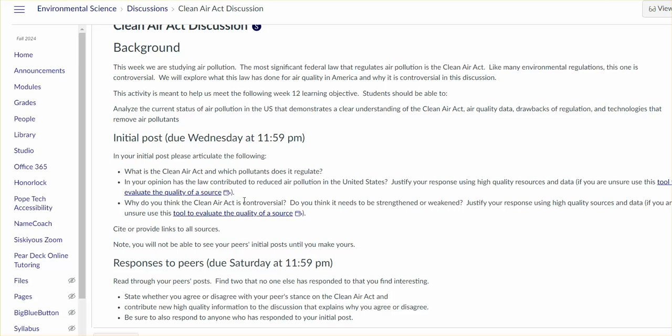This is a really controversial law, and I want to hear your opinion about why it's controversial, whether you think it needs to be weakened or strengthened. And again, as always, justify your response with high quality sources of information. This initial post is due Wednesday at the end of the day. I'm going to ask you to respond to your peers by the end of the day on Saturday.